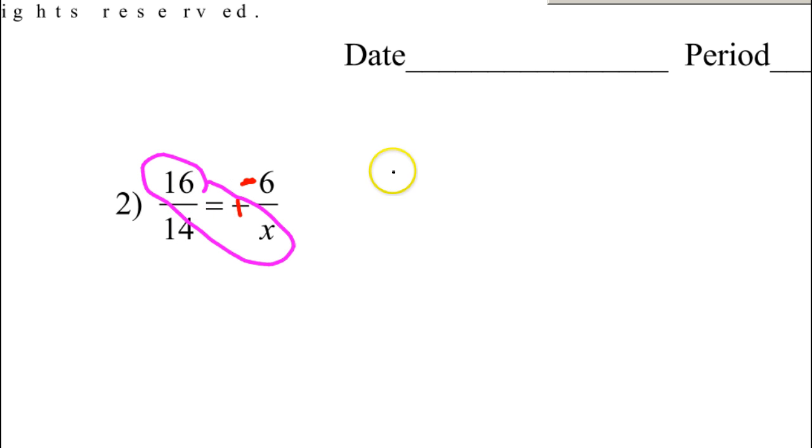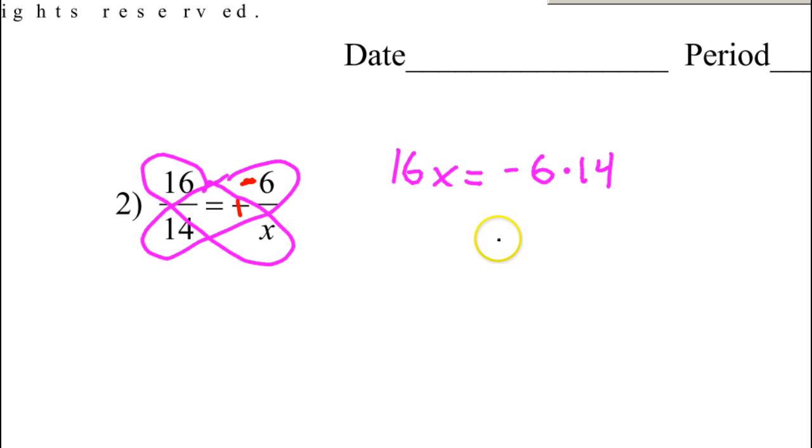16 times x equals -6 times 14. Okay, what is 6 times 14? Okay, so we get 84, right? Negative. Divide both sides by 16.